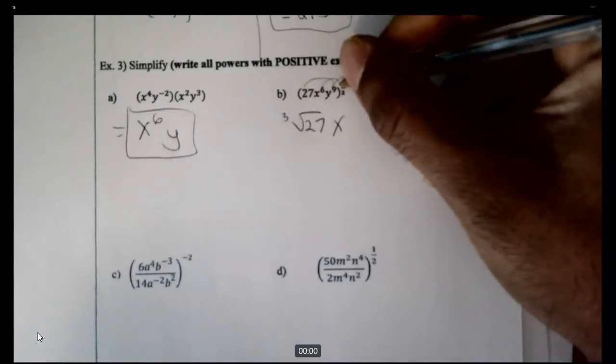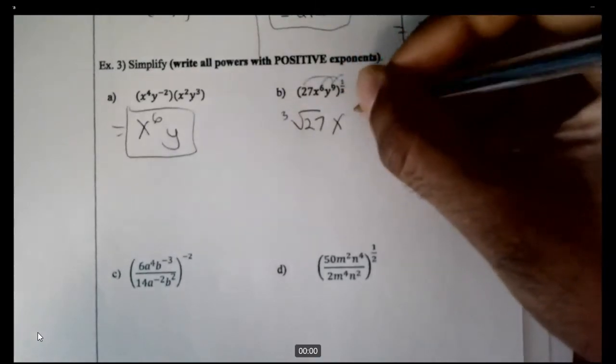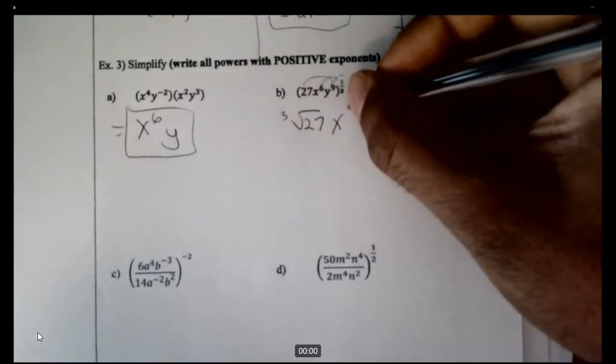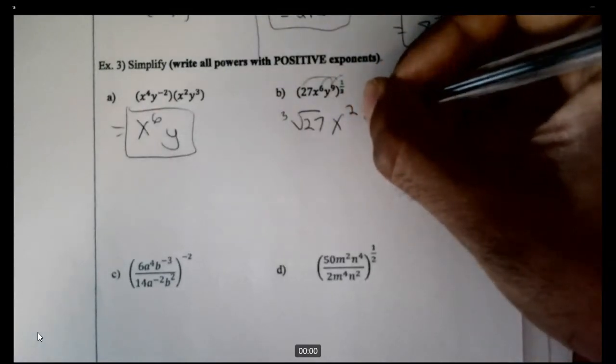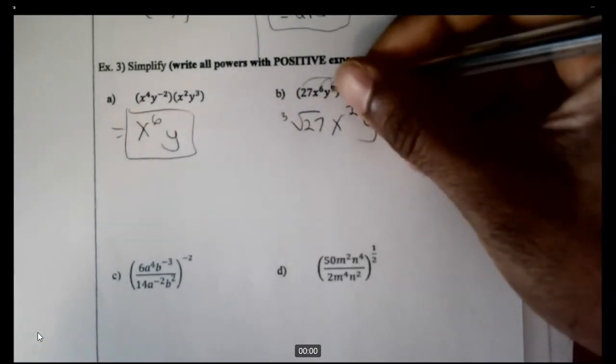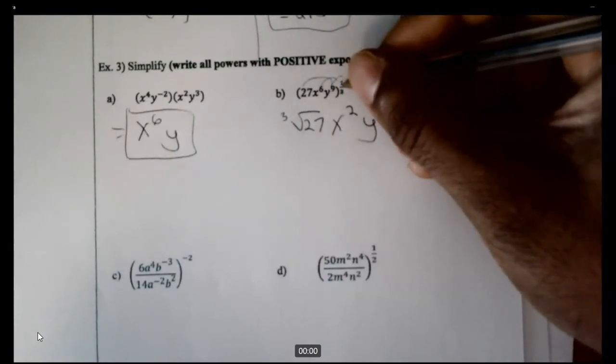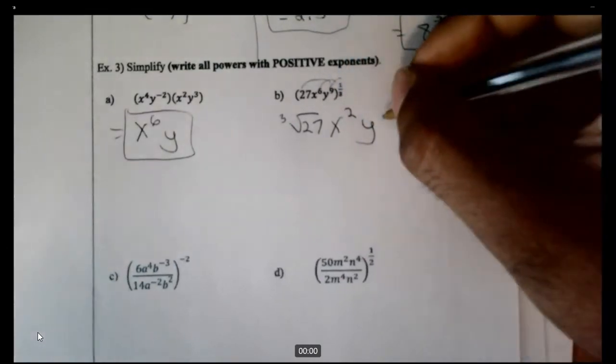So 6 times 1 is 6 over 3. So 6 over 3 is just 2, right? And then we got our y. So y, 9 times 1 is 9. 9 over 3 is 3.